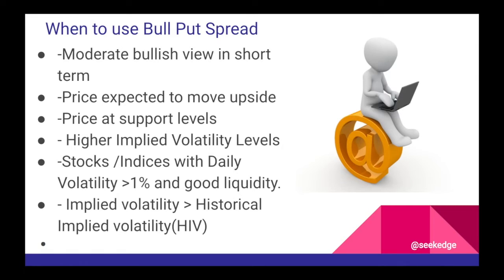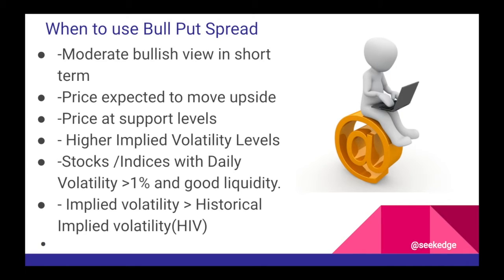Price at a support level is ideal, wherever there's a chance that it can move up further. It's not breaking down, it's going to move up. If that is our view, we take this. Strategies are based on the views that are formed. A higher implied volatility level is better, because it's a credit strategy and there is a theta effect. If the IV is high, there's a chance that it will go up further and then mean revert slowly, come down. That is when theta decay will happen. So higher IV is suitable for credit strategies, right?